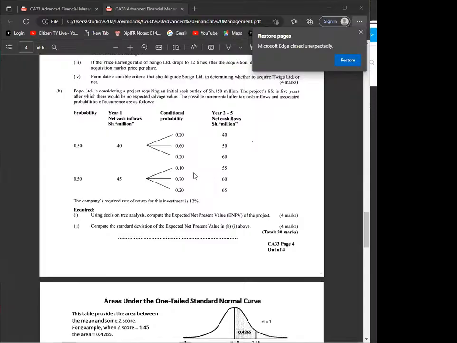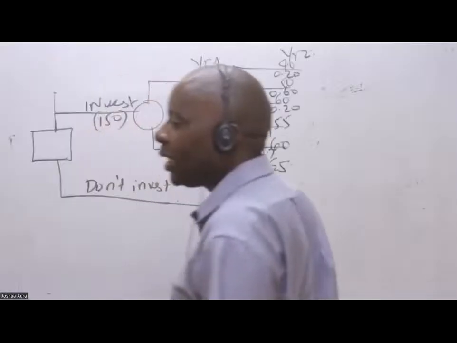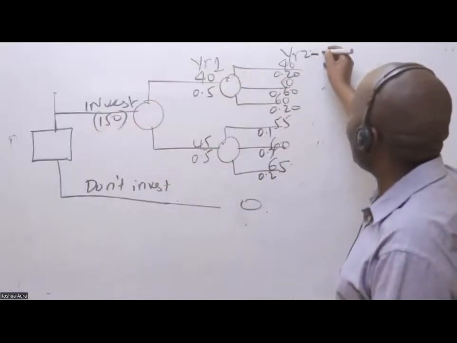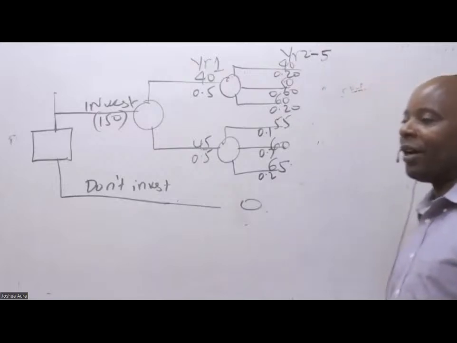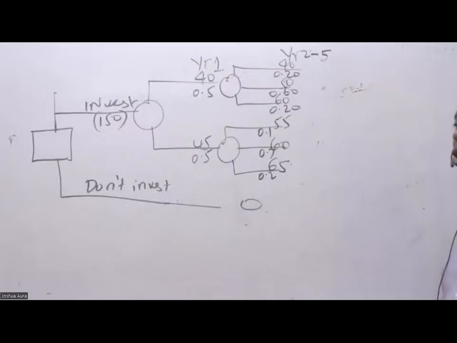And then remember the probabilities that are given here. For 40, I can see 0.20, 0.60, and 0.20. For 45, the probabilities given here are 0.1, 0.7, and 0.2. The other thing to remember is that they have not given you year 2 alone. They have told you this is year 2 to year 5.